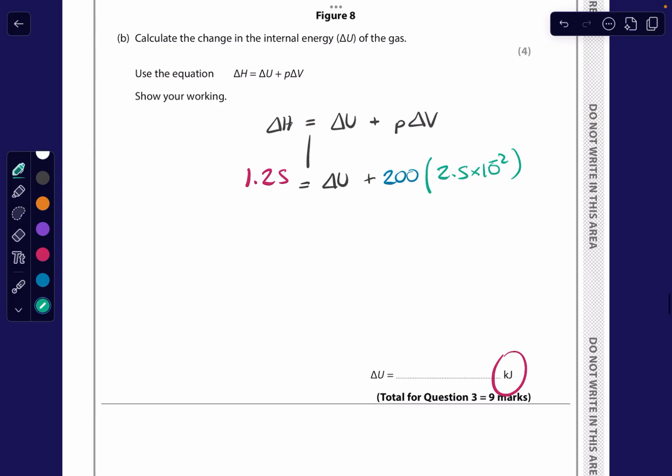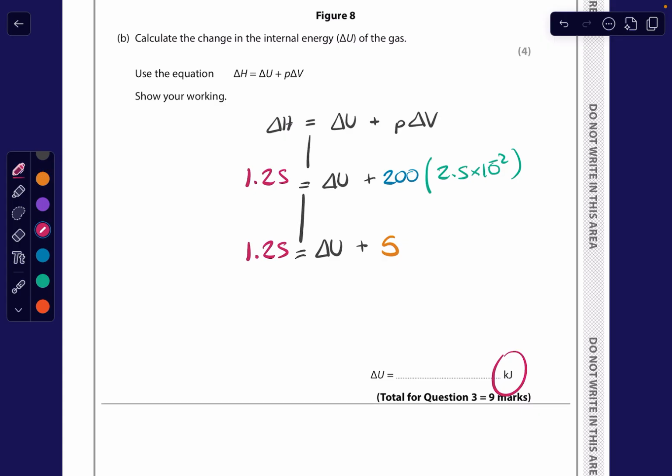Right, there's some things here I can do to simplify these down. Let's go down here and do it like that. So I'm going to do 200 times 2.5 times 10 to the minus 2. The 10 to the minus 2 cancels. 2.5 times 2 is 5. So I'm going to do delta U plus these two put together is going to give me an answer of, let me do it in orange, 5, equals 1.25.